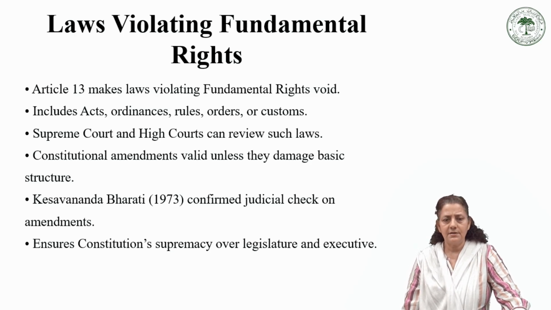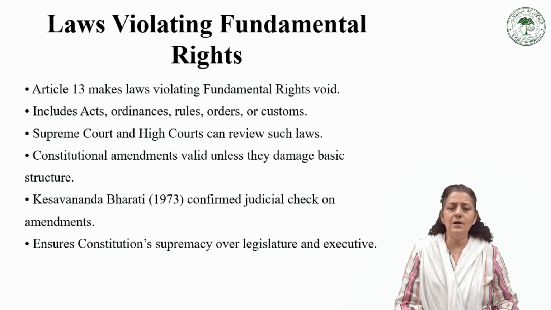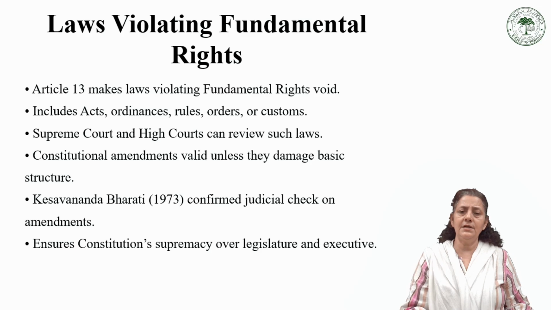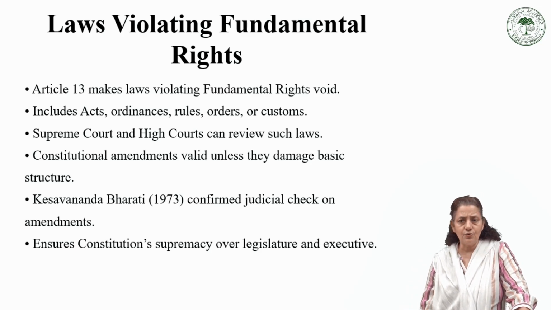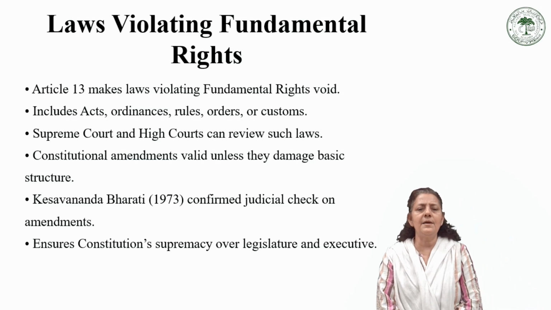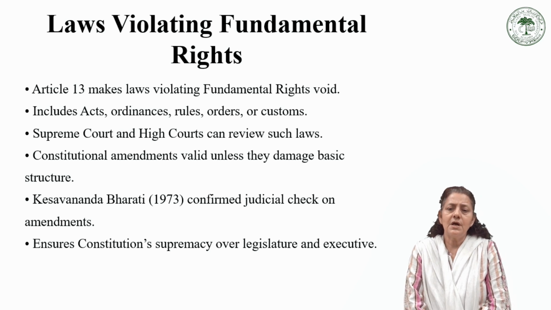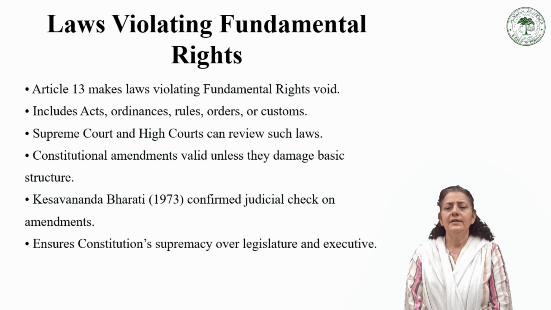Under this article, the Supreme Court and High Courts have the power of judicial review, meaning they can strike down any law that is unconstitutional or violates the fundamental rights. However, a constitutional amendment cannot be challenged as a law under Article 13(2). Yet, in the landmark Keshwanand Bharti case of 1973, the Supreme Court ruled that even a constitutional amendment can be invalidated if it damages the basic structure of the Constitution, which includes fundamental rights. This judgment ensures that Parliament's power to amend the Constitution is not unlimited.